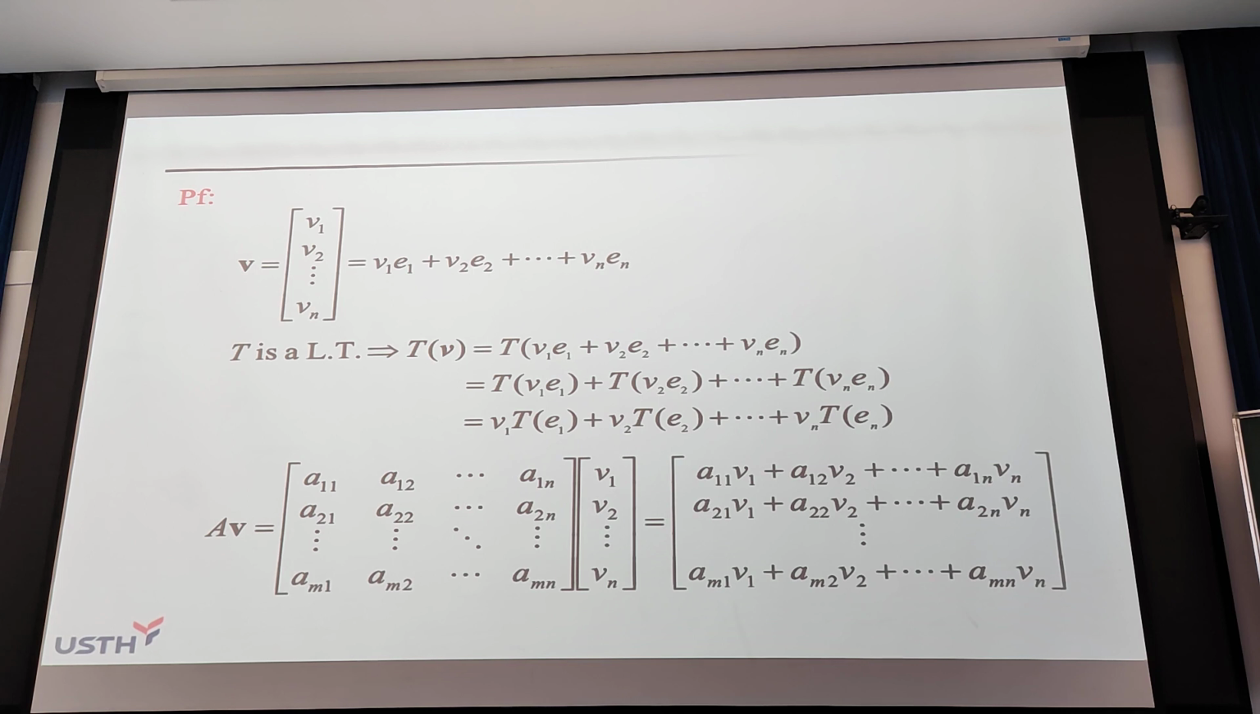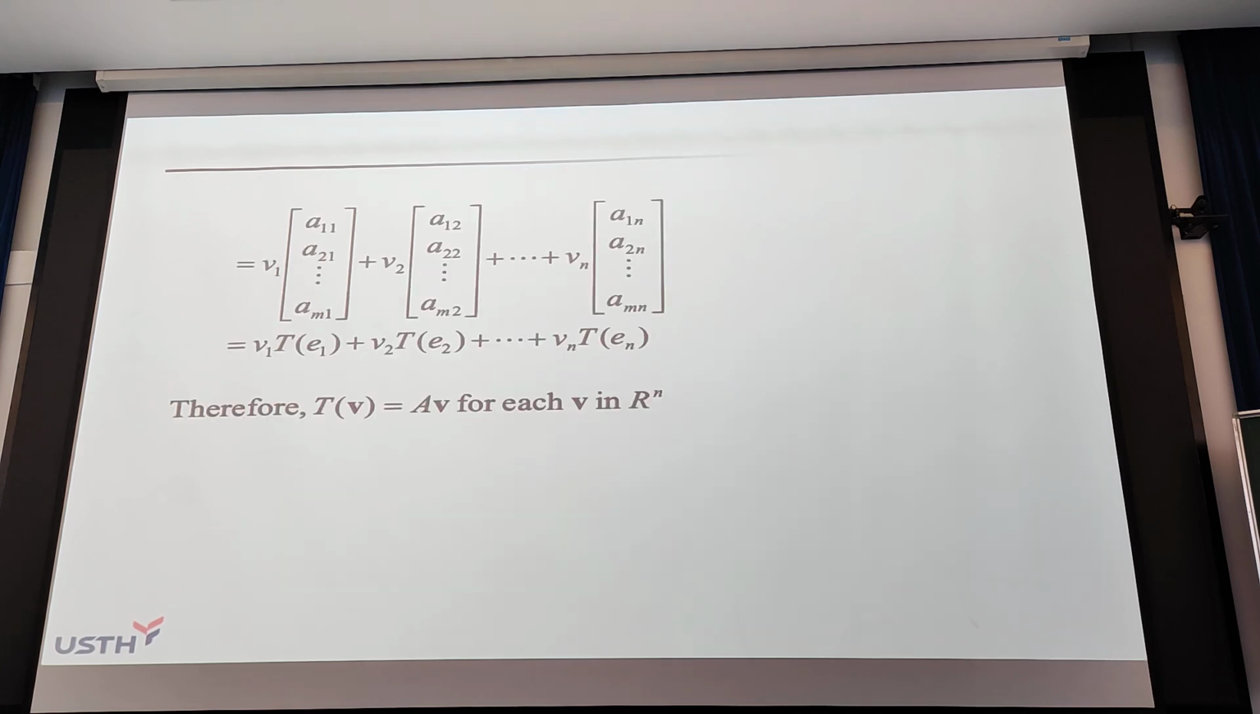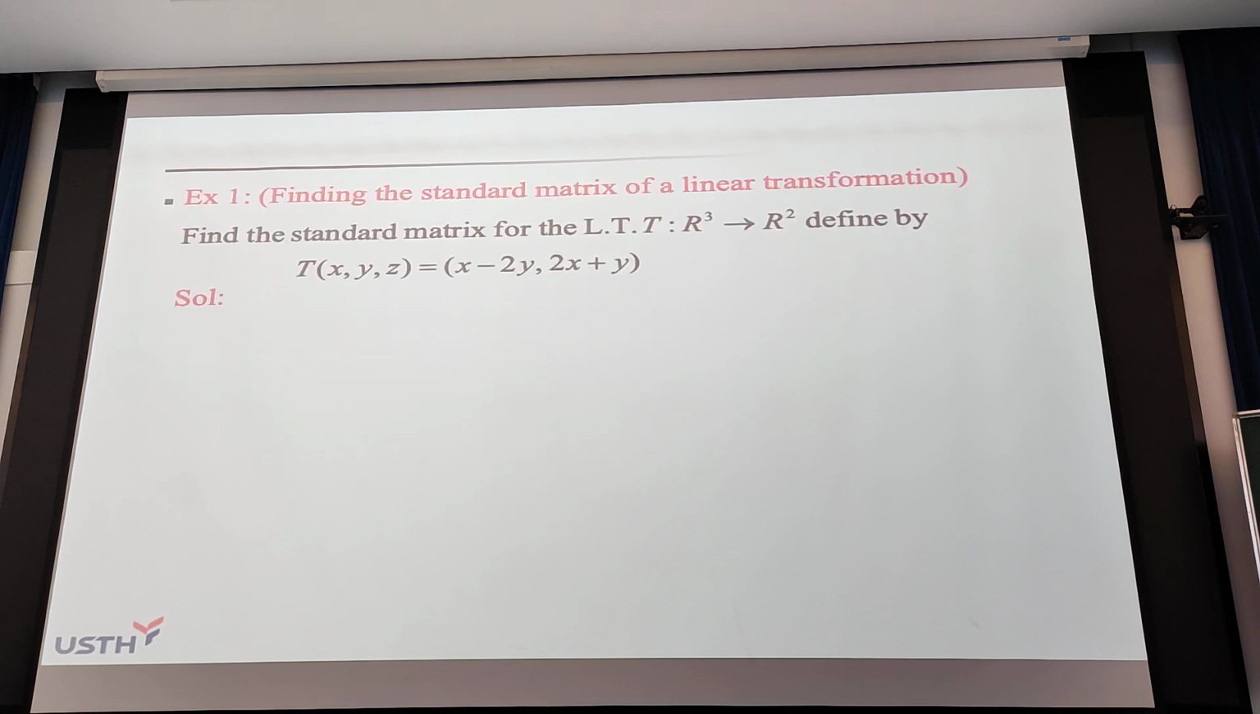Here is some explanation for that, so I will give it for you to read. Here is some examples. Suppose that you are given a linear transformation T from R3 into R2, and it is given by a formula like that. T of a vector with coordinates x, y, z will be that one.